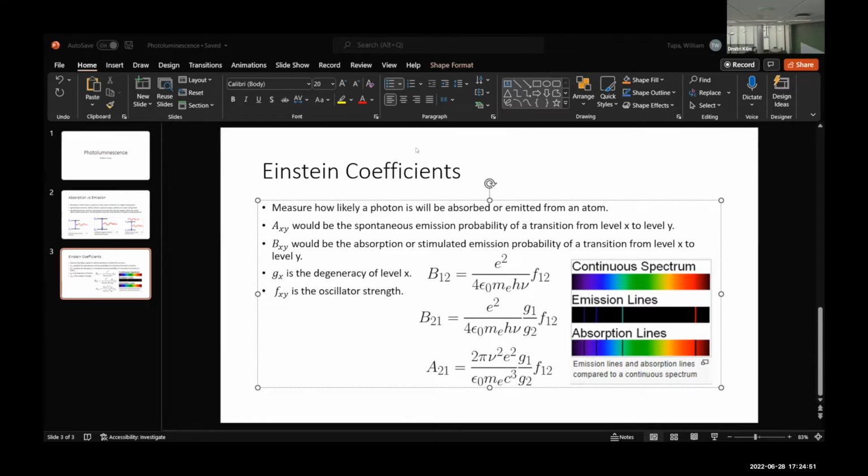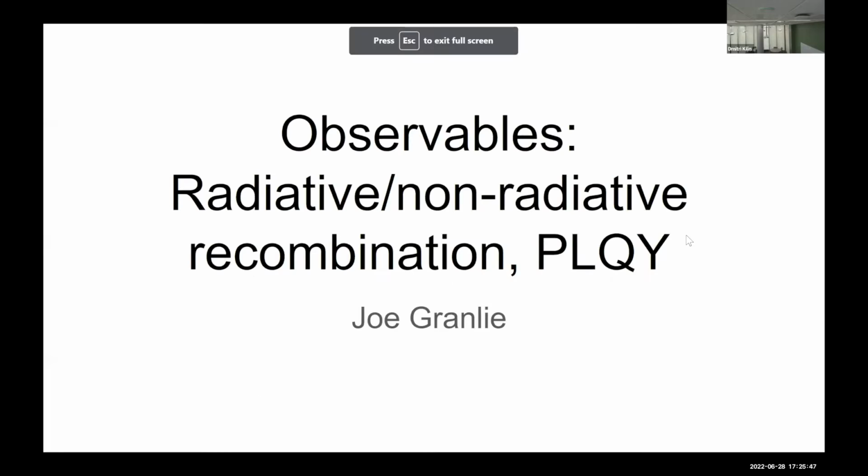One thing that I would like to mention that confused me at first is that our e squared is the charge of an electron and not Euler's number squared. That confused me for a little bit.